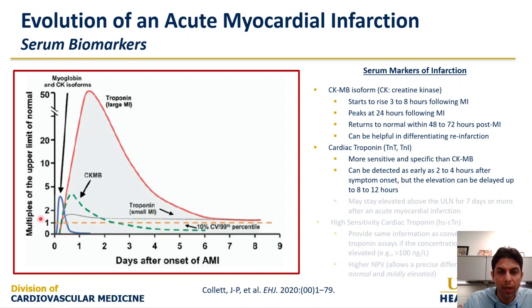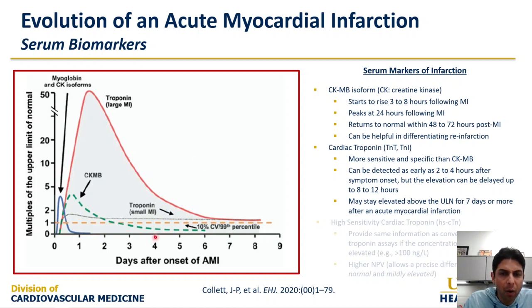And so, again, what we're seeing is that they rise, and they may stay elevated above the upper limits of normal for 7 days or more after an acute myocardial infarction. So what's shown here is that they may reach their peak within 48 hours.